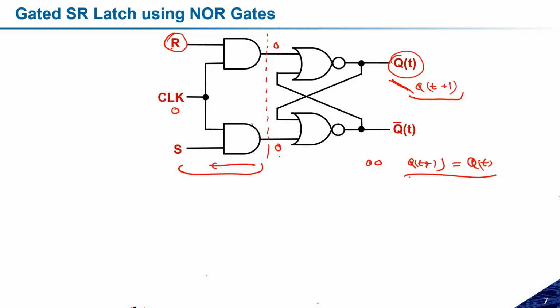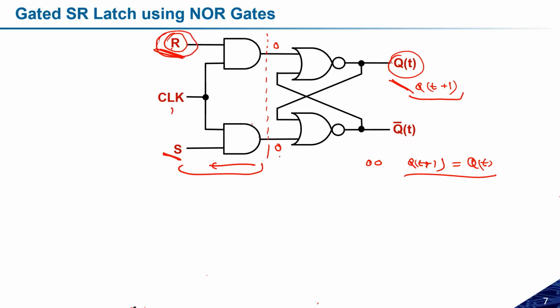So the output is not going to change, even though there is a change in the set and reset, if the clock is not activated. Now, if clock is equal to 1, if the clock becomes 1, then what will happen?